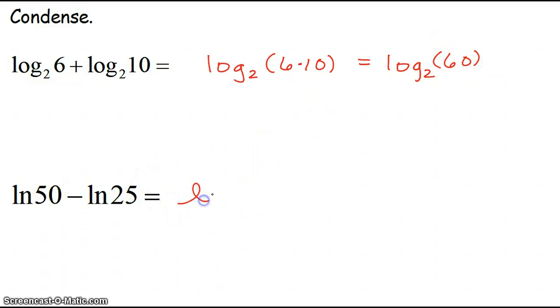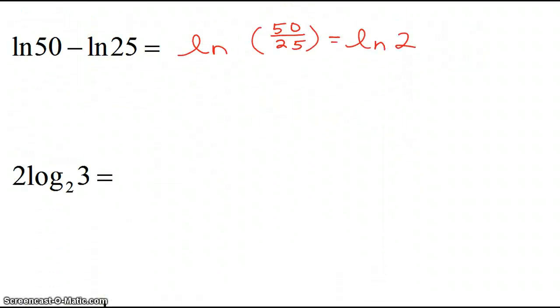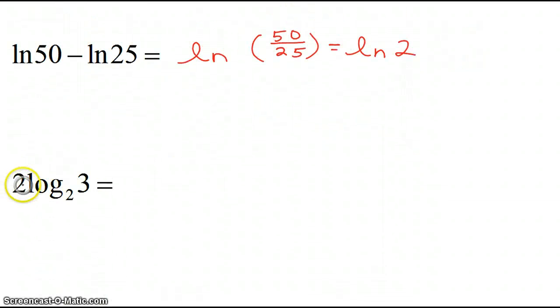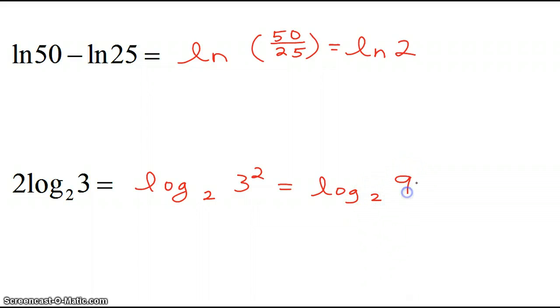This one, I've got the ln, and what is subtraction. So inside here, I'm going to divide 50 divided by 25 equals the ln of 2. I got a 2 in the front, so I'm going to move it and make it the power. So I'm going to get the log base 2 of 3 squared. And make sure you simplify it as far as you can. So I'm going to leave it as the log base 2 of 9.